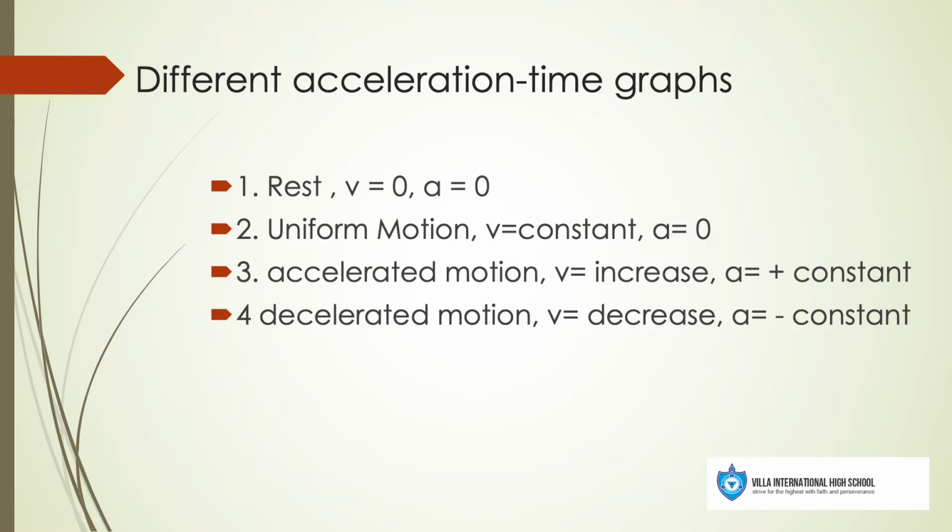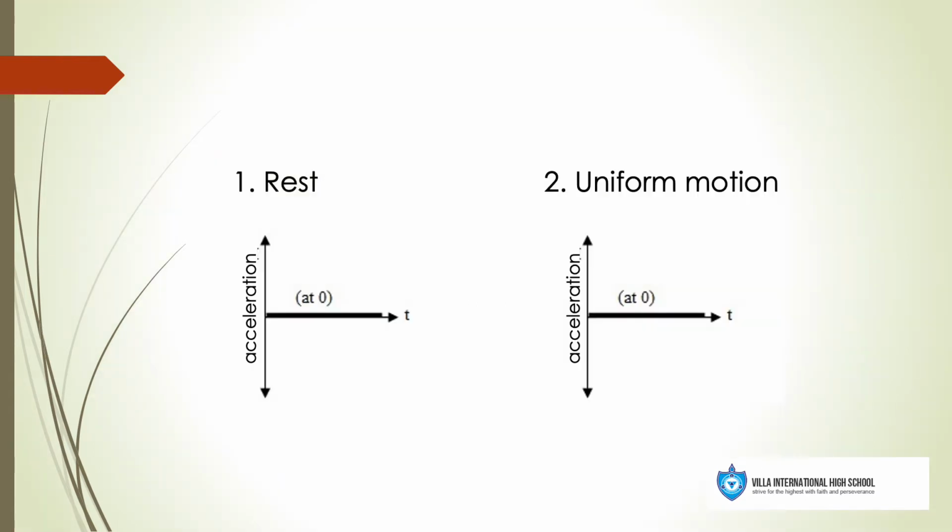So we can see how the acceleration time graphs look for these four situations. The first one, rest. Rest means we know acceleration is zero, so it should be on the same horizontal axis, the x-axis. Second one, uniform motion. In the case of uniform motion also, acceleration is zero. If acceleration is zero, the graph will be like that.